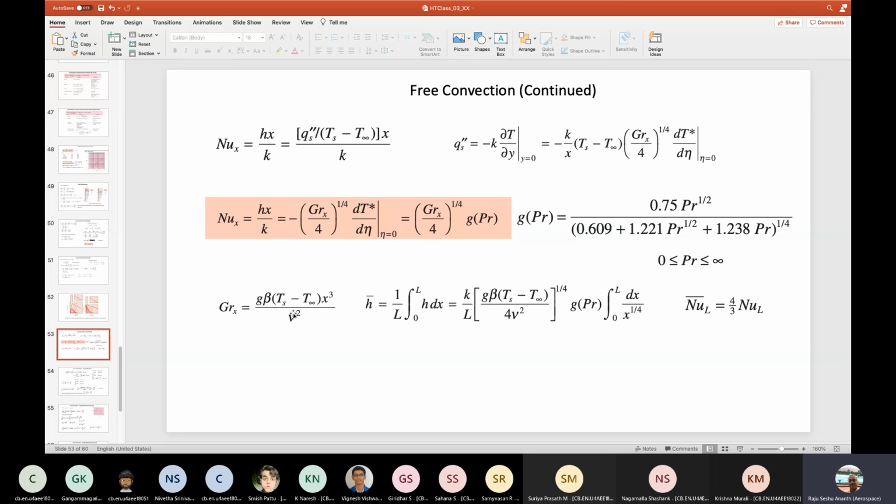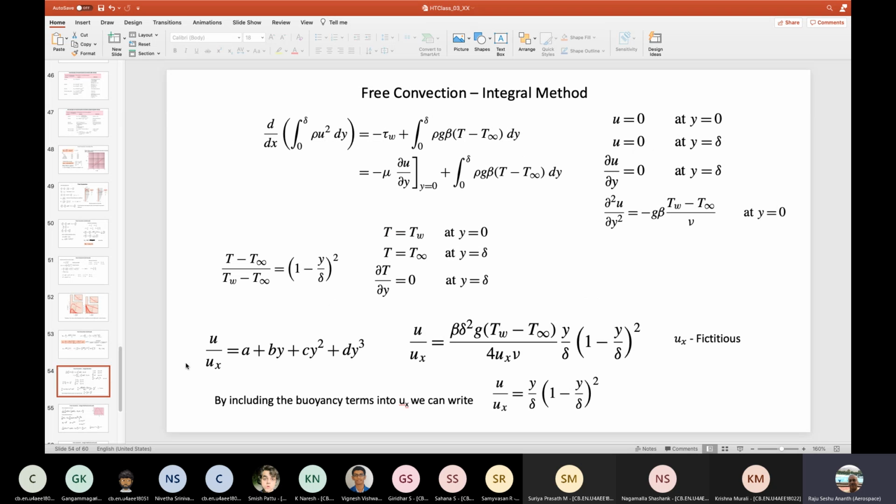And then we know the Grashof number in terms of the x distance along the plate is given as x cubed over nu square, and then the average heat transfer coefficient is given as 1 over L integral from 0 to L of h. So h is given here, and if you integrate that, the average Nusselt number based on the total length of the plate is given as 4/3 of the local Nusselt number at the length L. So basically that is what it is. All right. Practically, we can also solve this using the integral method.